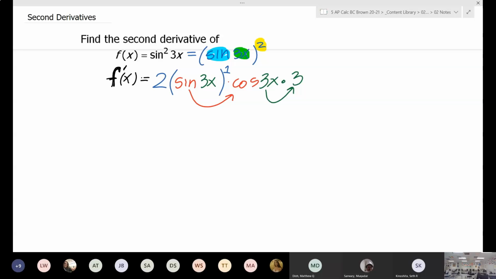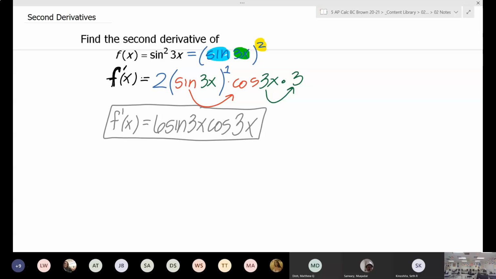Again, before I would go and find the second derivative, I would simplify that. Not too much you can do to simplify it, except now the first derivative is going to be, I have some coefficients. 2 times 3 is going to give me 6. And then we have sine to the first power of 3x and cosine to the first power of 3x. So this would be my first derivative.